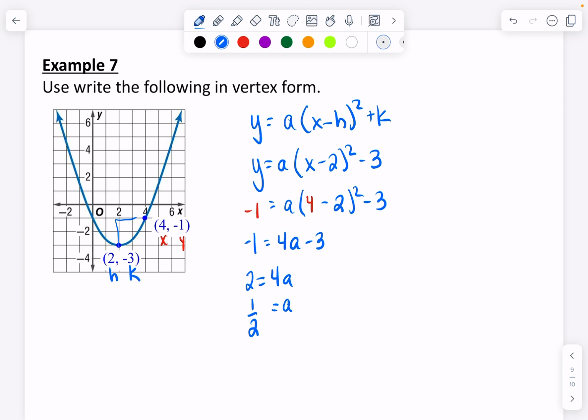So now, going off of this, I wish I could copy and paste. I'm sure that there's a way. y equals 1/2 (x minus 2) squared minus 3. Okay, and that is your video on quadratics in vertex form.